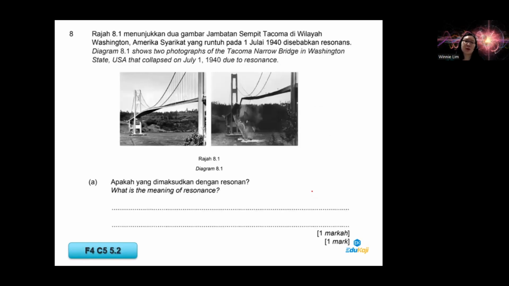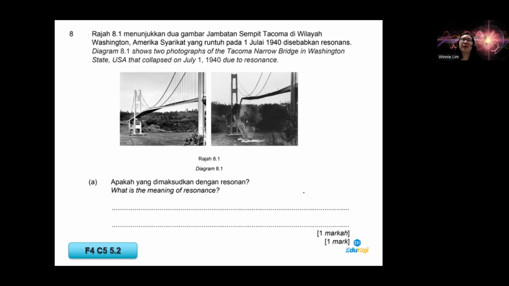Now we are in question 8. It is on the wave topic from Form 4, regarding the concept of resonance, damping and resonance. Diagram 8.1 shows two photographs of the Tacoma Narrows Bridge in Washington State, USA, that collapsed on July 1st, 1940 due to resonance. So what is the meaning of resonance? The meaning of resonance is kind of hard to remember, but let's try our best.